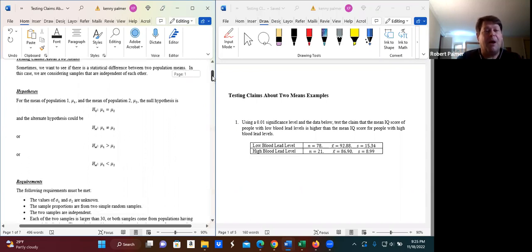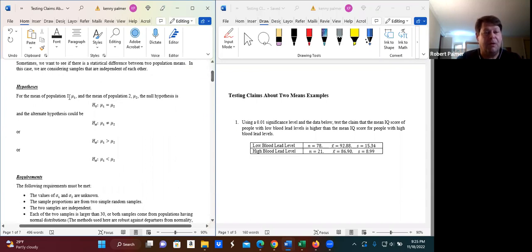So if we think about population 1, we call the mean of that mu1, and for population 2, we call the mean mu2. The null hypothesis is simply that the two means are equal to each other. And then an alternate hypothesis could be one of these three: they're not equal, or one mean is greater than the other, or one mean is less than the other. Also, it doesn't matter which one you call population 1 or population 2, as long as you do the test and interpret it correctly.